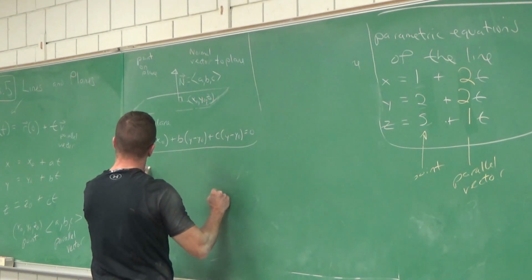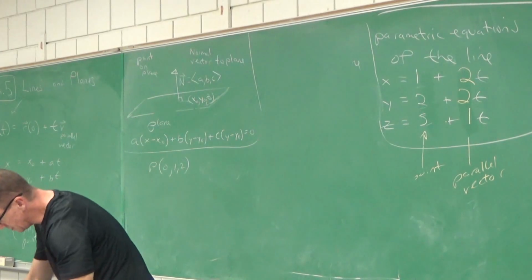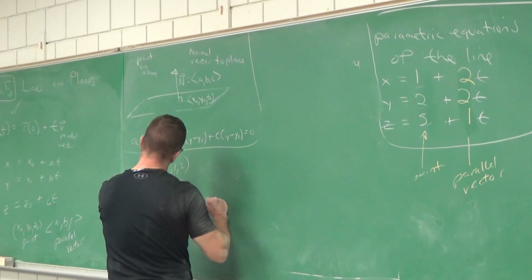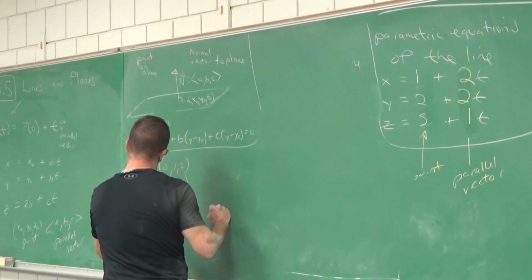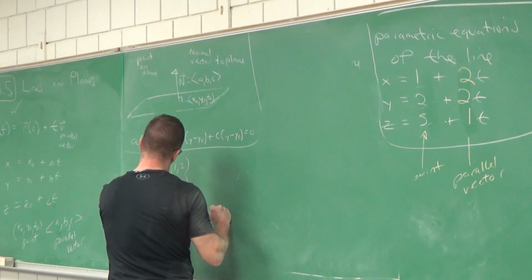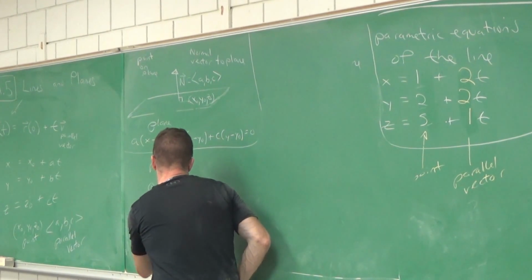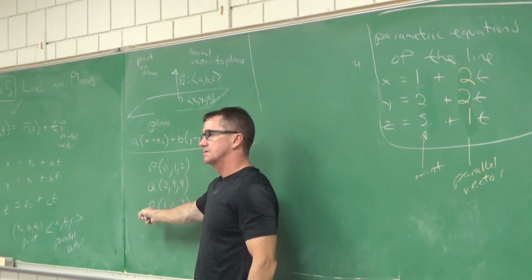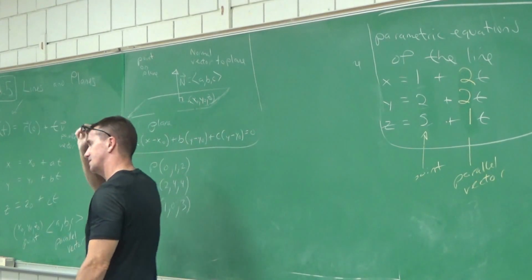Here's P: 0, 1, 2. Q: 2, 4, 4. R: 1, 1, 0. I'll make this a 3. Three points on a plane. Can you find the equation of the plane?